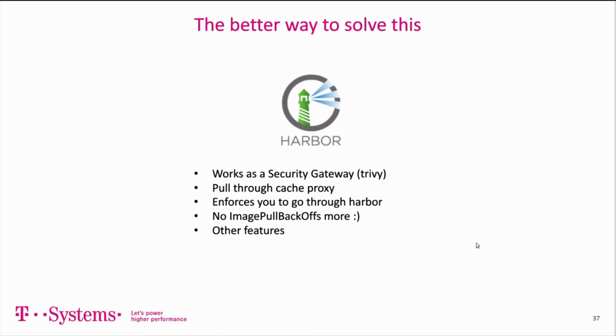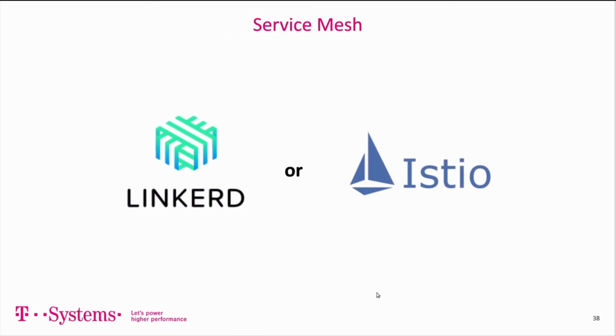So let's talk, as the last point, about service mesh, because we added the pull secrets and deployed everything. Our service is running, everything is cool, nice. And now it's the question in the microservice world: do I need a service mesh or not? Two popular options currently are Linkerd or Istio.